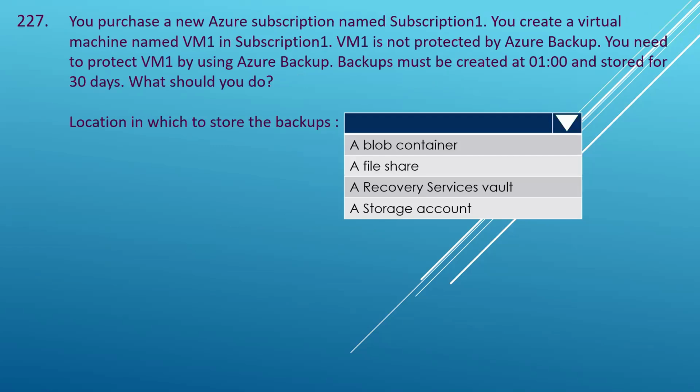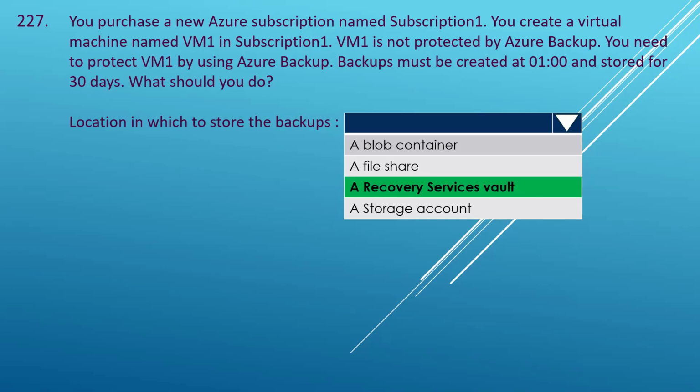Question number 227. You purchase a new Azure subscription named Subscription 1. You create a virtual machine named VM1 in Subscription 1. VM1 is not protected by Azure Backup. You need to protect VM1 by using Azure Backup. Backups must be created at 1 and stored for 30 days. What should you do? The first statement is location in which to store the backups. Your options are a Blob container, a file share, a recovery services vault, a storage account. And friends, the correct answer here is a recovery services vault.